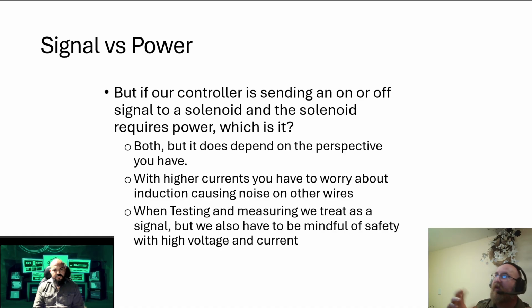Sometimes when we've got these borderline cases, we have to think about all the things: what is happening on a power level and what is happening on a signal level. Because with higher currents, you have to worry about induction causing noise on other wires. So we need to be careful about how we route those wires, even if they're just going to a solenoid that's opening a hydraulic valve.